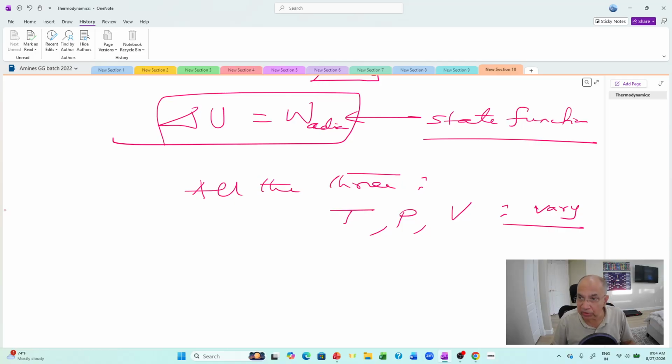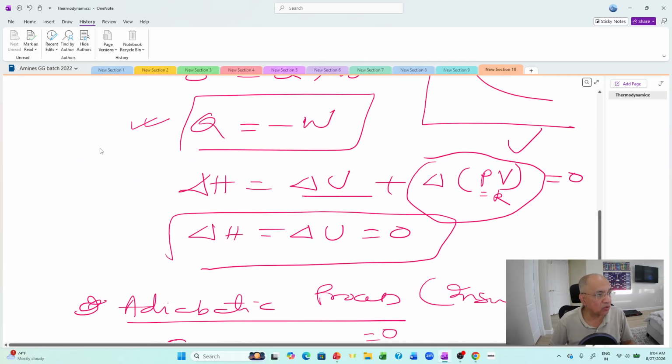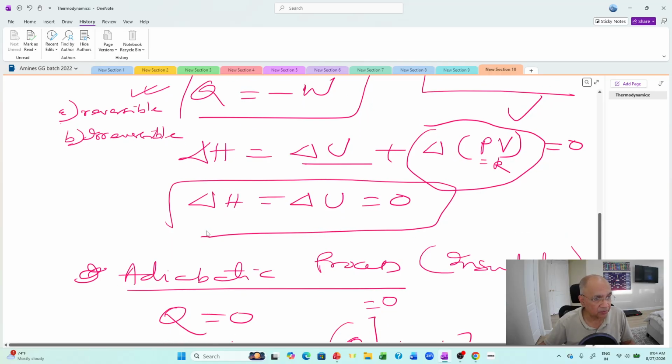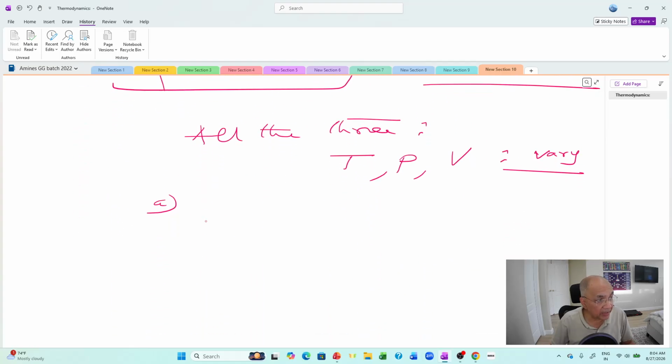And here also there are two processes, just like in isothermal. Reversible, which I have written: the nRT-type work done is for reversible, but it can be irreversible, that is, minus P external into delta V, done under constant temperature. In adiabatic change also, there are both irreversible and reversible.